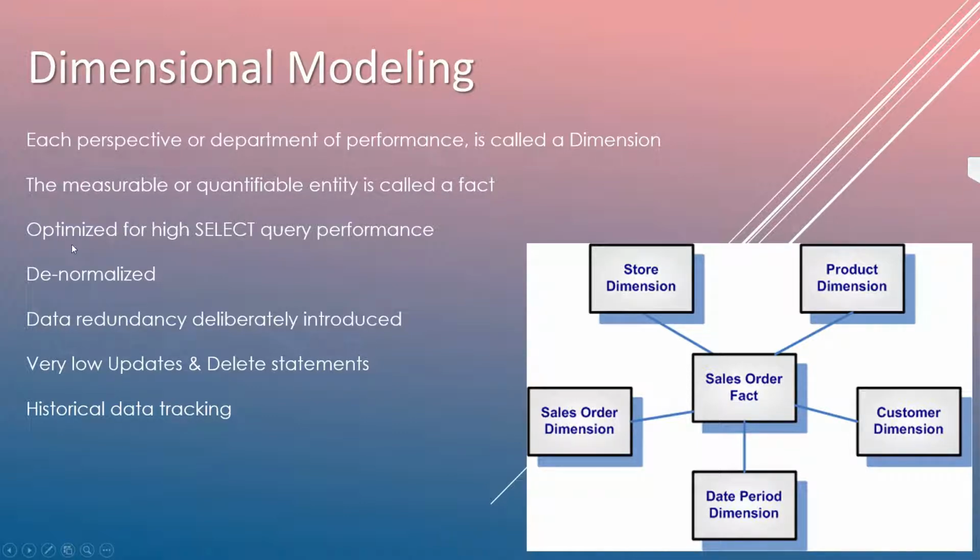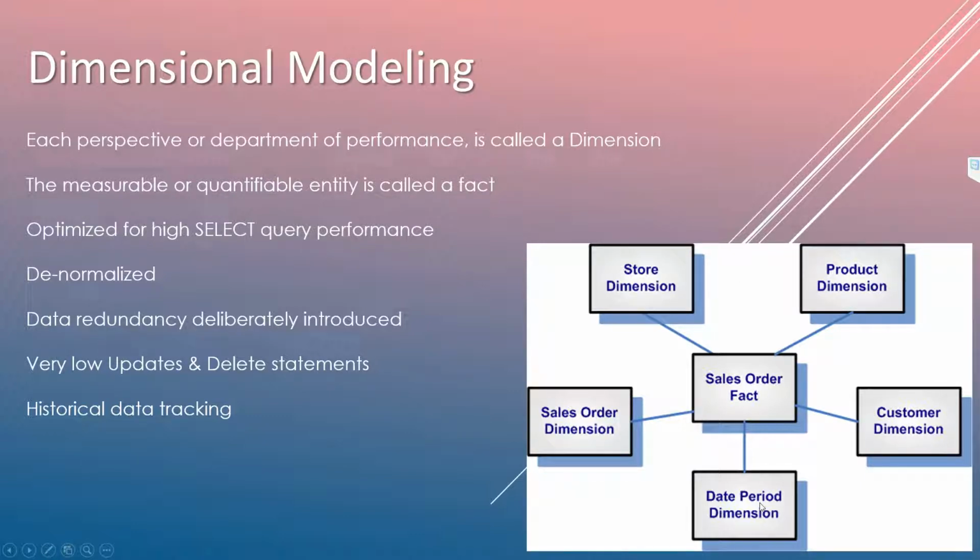Now, another attribute of dimensional modeling is that it is optimized for high select query performance. The reason this is kept in a star schema is not for aesthetic purposes. It is not something that looks nice. Actually, this particular design is very well suited for select query performance, meaning this is not in the normal form. This is a denormalized data model.